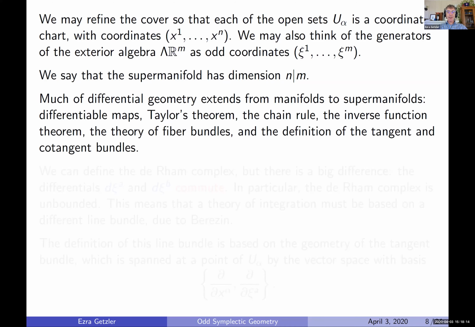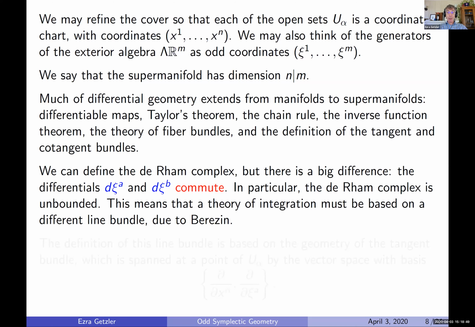And in Leites's paper, he explains and gives proofs for extension of all the basic techniques that we're used to for studying manifolds to supermanifolds: differentiable maps, Taylor's theorem, chain rule, inverse function theorem, structure of fiber bundles, the definition of the tangent and cotangent bundle. And I would add also that the Frobenius integrability theorem actually goes through. So there's quite a big package of stuff. Supermanifolds in many ways have much the same flavor as manifolds.